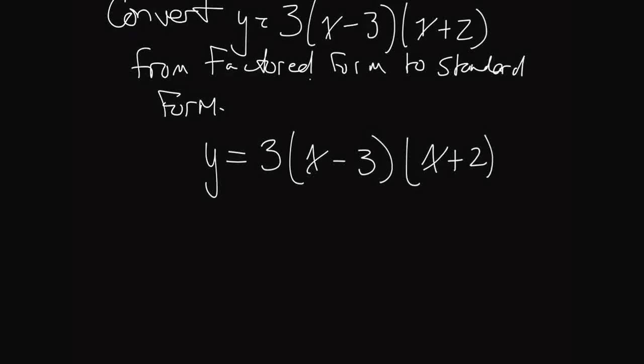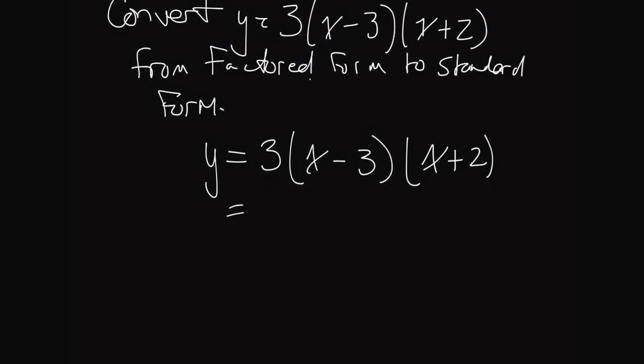So now that you know how to expand and simplify, you can also convert. So we can convert y equals 3(x - 3)(x - 2), and this would be factored form. We can convert this in factored form into standard form. So what I'm going to do first is deal with our brackets first, and then I'll deal with this term on the outside.